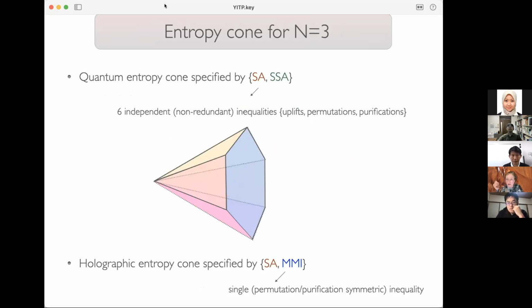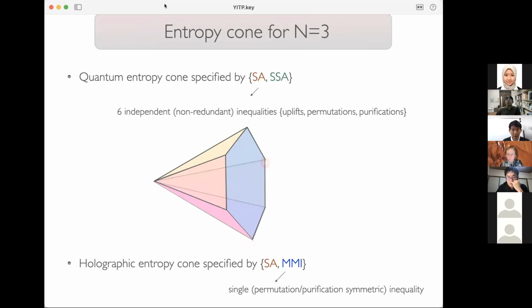You can also describe it by the extreme rays. The extreme rays on this picture would be these vertices. Those would be the 6 Bell pairs and a 4-party perfect tensor state. Okay, so that would be a specification of the holographic entropy cone for 3 parties in terms of the extreme rays.